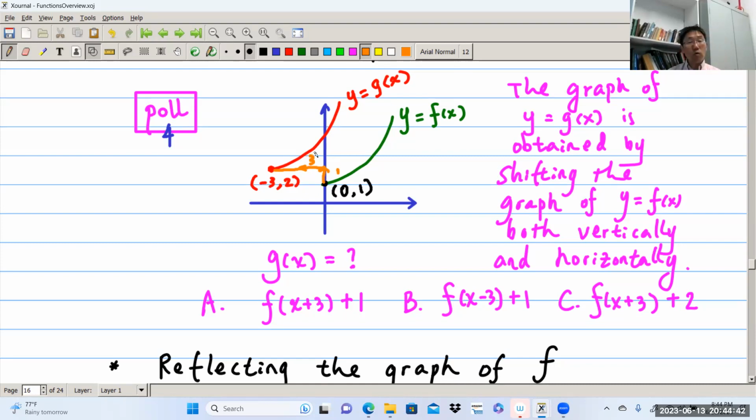Or you can do the other order. You can shift to the right by 3 units, then upward by 1 unit. Doesn't matter in this case. The order does not matter in this case when you do shifts. So if you shift this curve upward by 1 unit, let me draw this curve here, the middle curve here, then you get this curve.